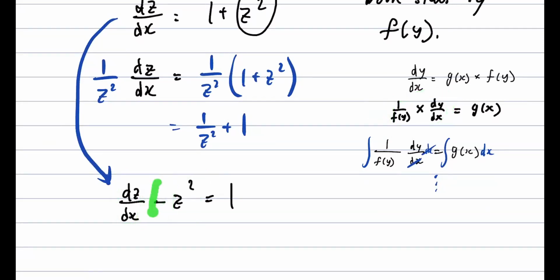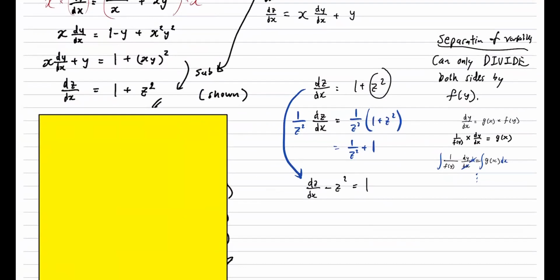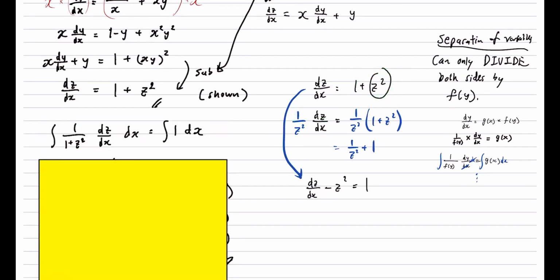Or actually, you should include a negative sign. So it's 2 terms like this. dz by dx is a single term, minus z squared another term. Cannot. So the better strategy is actually lump them all together. Then divide over. Like this. So divide by 1 plus z squared instead. Okay? Then after that, integrate both sides with respect to x.